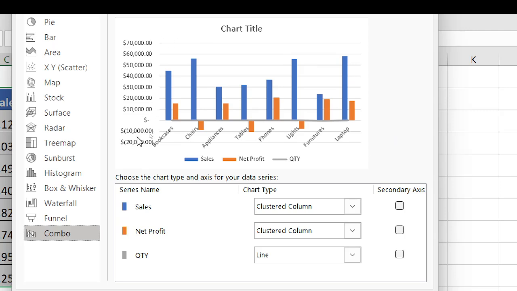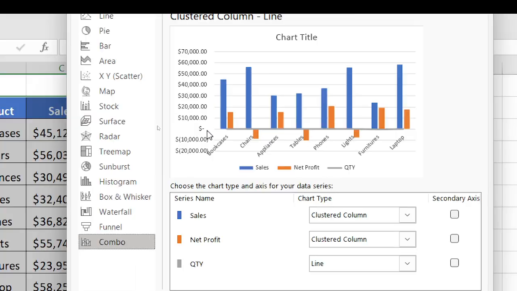We see the chart preview here where we see that the products, bookcases, chairs, appliances, these are all in x-axis. And the blue one is for sales, net profit is in orange. And the gray line is our quantity, which is just a straight line for now. As we have negative values in our net profit, we see that there are few bars or the columns which are coming below the x-axis. For both sales and net profit, we have clustered column charts, which is okay.